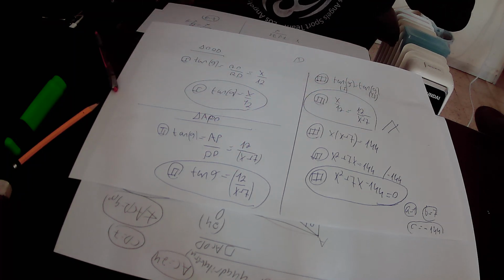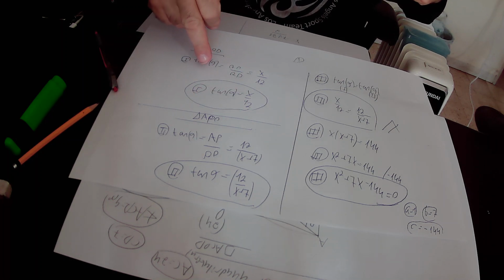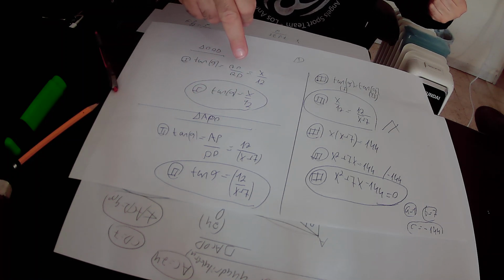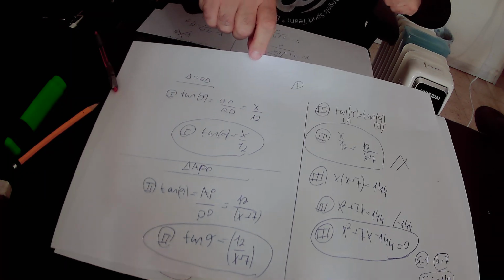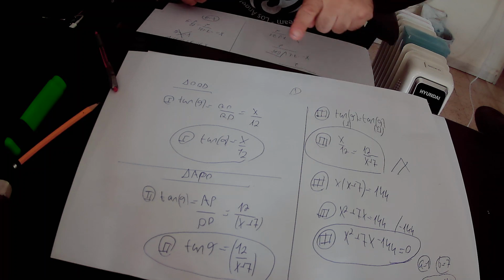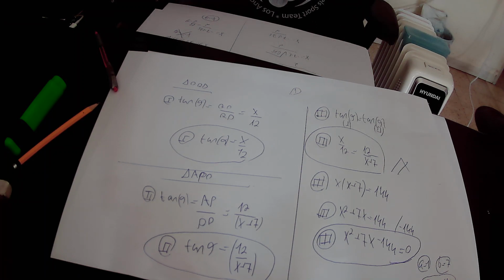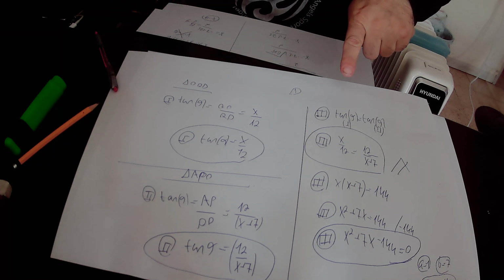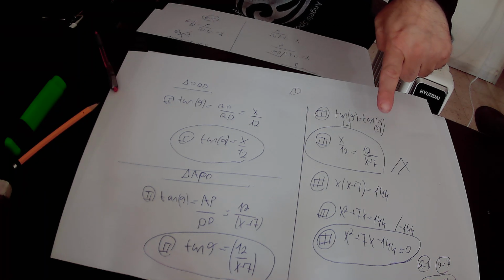So according to equation number 2, tangent alpha equals 12 over x plus 7, while according to equation number 1, tangent alpha also equals x over 12. Therefore, we created equation number 3, which states that tangent alpha according to equation number 1 must be equal to tangent alpha according to equation number 2. That is, x over 12 must be equal to 12 over x plus 7.